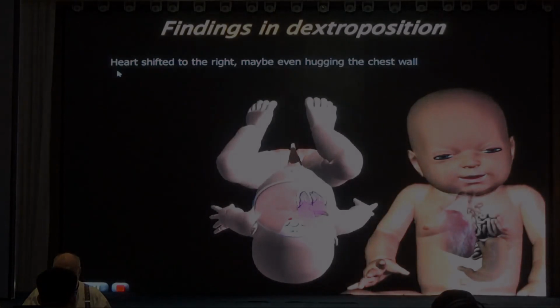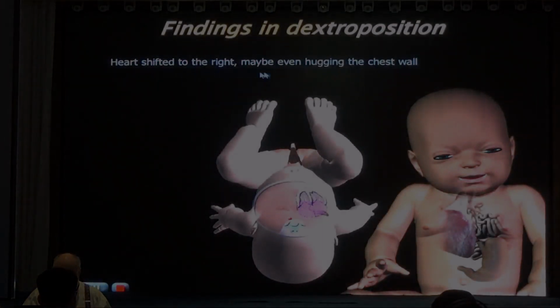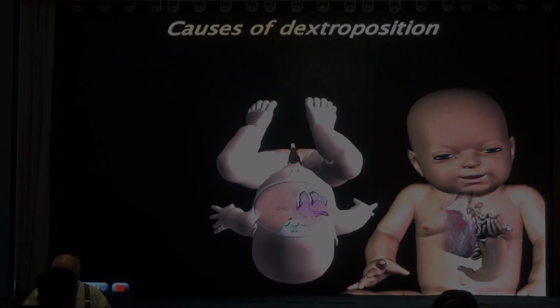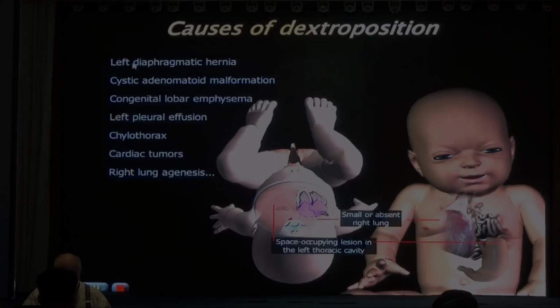Now, in dextroposition, the heart is shifted to the right, maybe even hugging the chest wall. So you're looking for a space-occupying lesion on the left side of the chest. And typically, what you're looking for is a left diaphragmatic hernia, a cystic adenomatoid malformation of the lung, congenital lobar emphysema, left pleural effusion, pneumothorax, cardiac tumor, right lung agenesis.